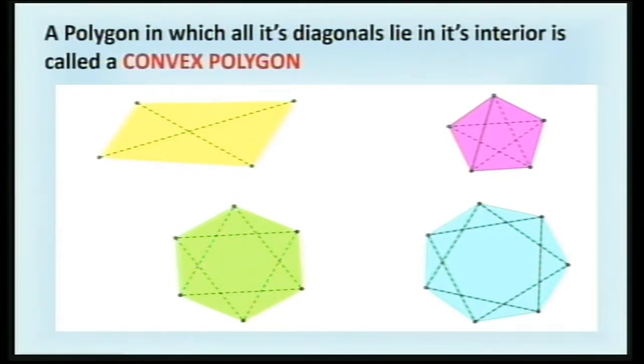When all the diagonals of a given polygon lie within the given polygon, or in its interior, then we call such a polygon a convex polygon. Now you can see in these examples here, I have shaded them with a different color to make you understand the interior of the polygon. The colored region is the interior or the inside of a polygon. Now you can see all these dotted lines are the diagonals that we have drawn, and they all happen to lie inside the polygon, and hence these polygons are called convex polygons.